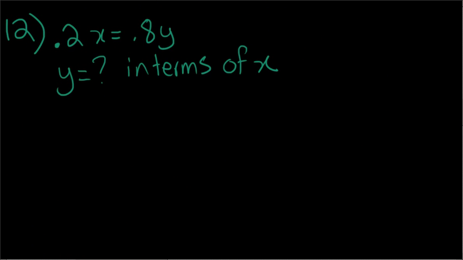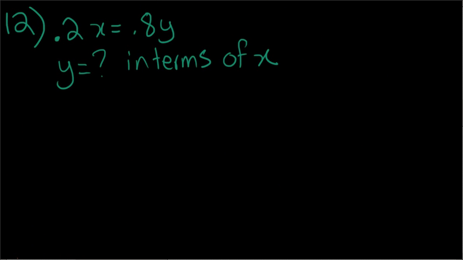Number 12 isn't too tough. If 20% of x equals 80% of y, which of the following expresses y in terms of x? So we already have our equation set up. Percentages are the number divided by 100. So 0.2 times x is equal to 0.8 times y. We need to find y in terms of x.